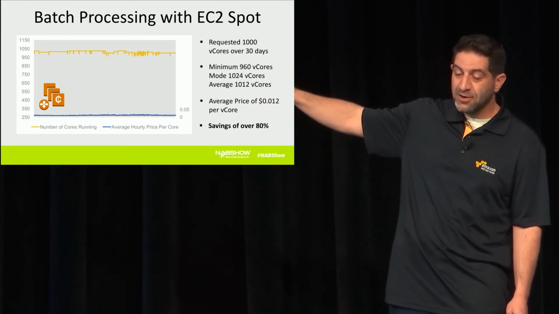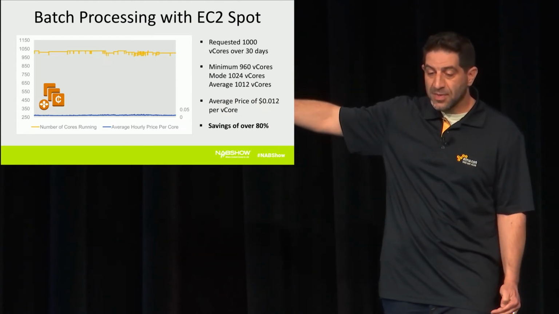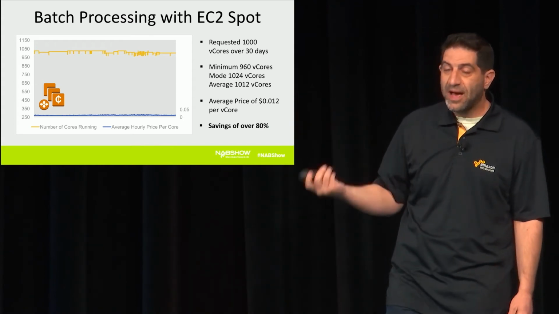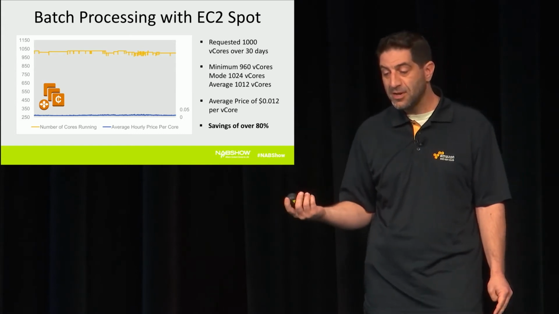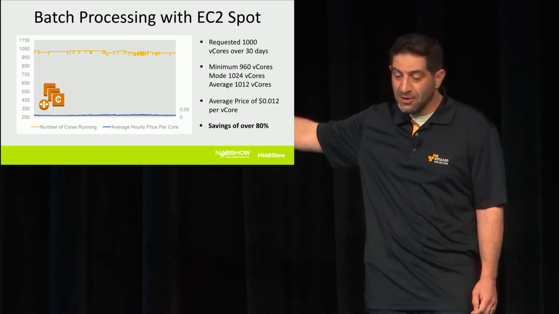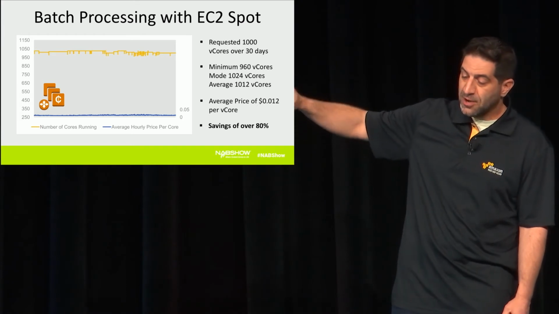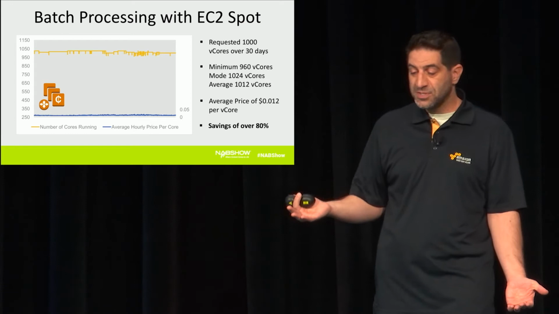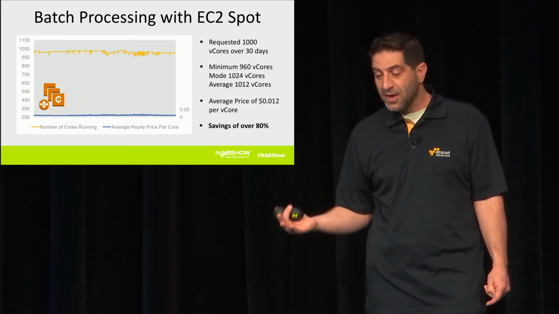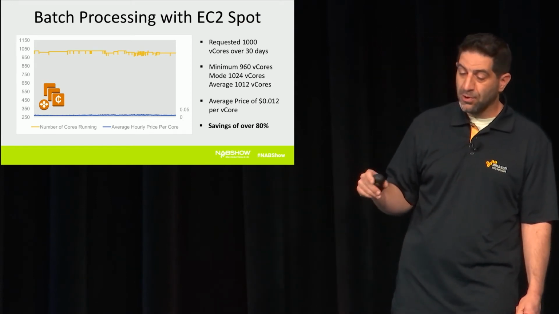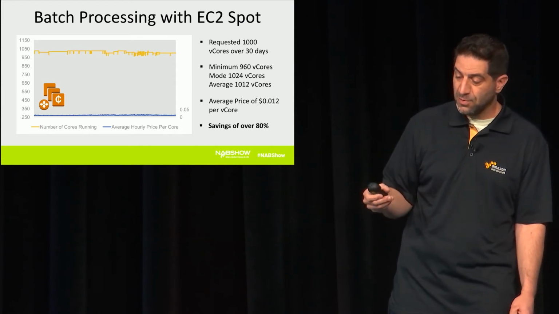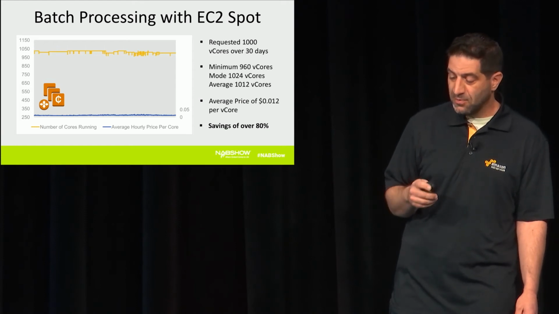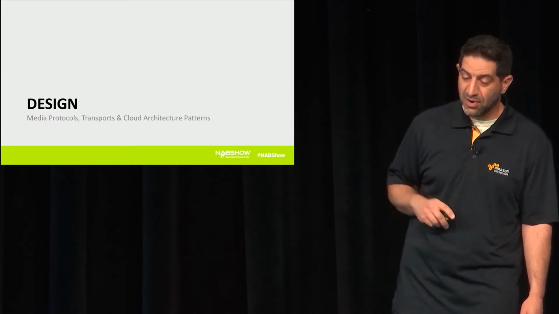So one last slide here. This is an example of running some batch processing with Spot over a 30-day period where we requested 1,000 virtual cores over a 30-day period. Over that given time, you can see there was really not much fluctuation. The minimum number of cores that we achieved was 960. The mode was 1024 and the average was 1012. And the average price per virtual core over that 30-day period over those 1,000 virtual cores was just over 1 cent per hour, and that achieved savings of over 80% over the on-demand price.